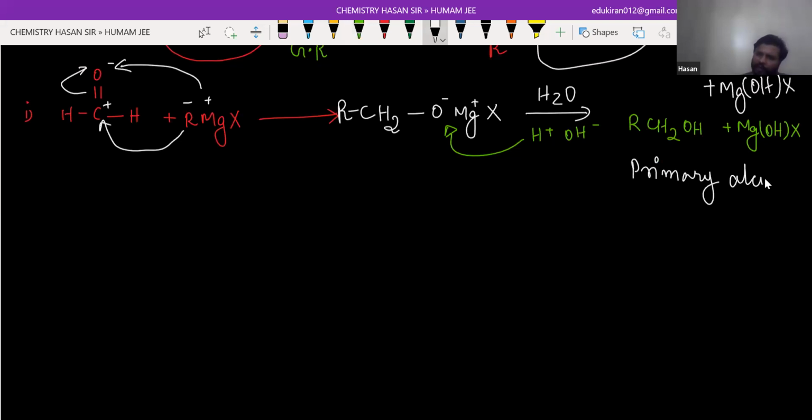Have you got the mechanism? Yes or no? Second time I am explaining. Yes or no? Okay. So this is the product that you will get when you react methanal with Grignard reagent. R can be anything: methyl, ethyl, propyl, butyl, whatever you want to take.